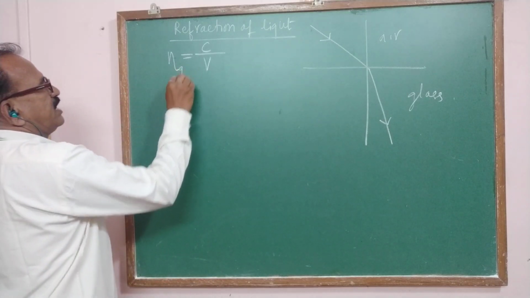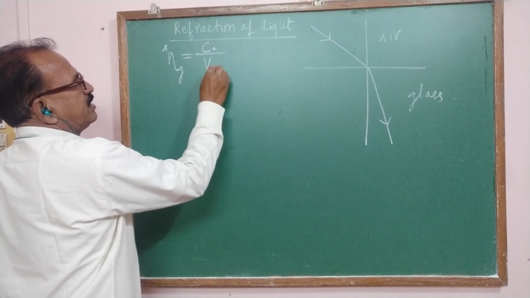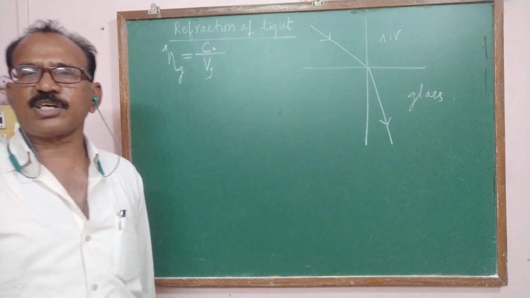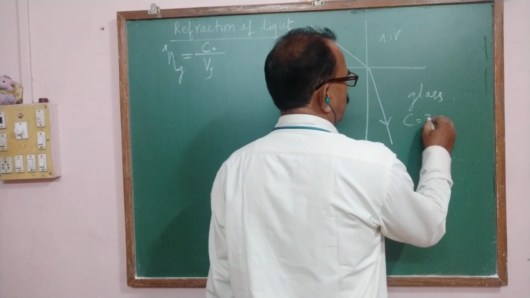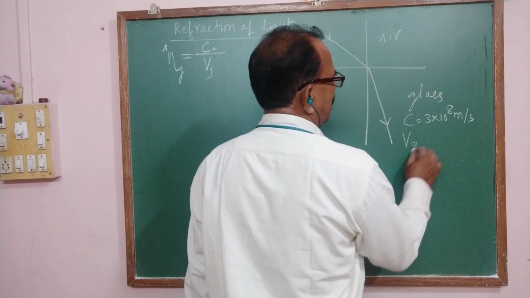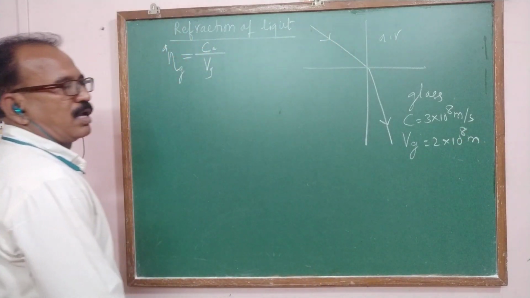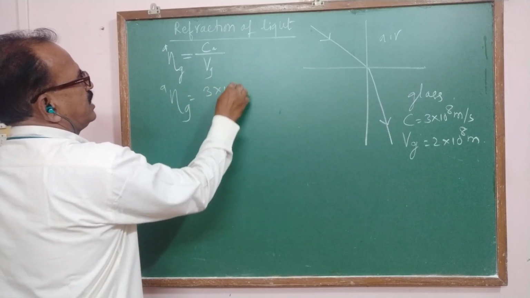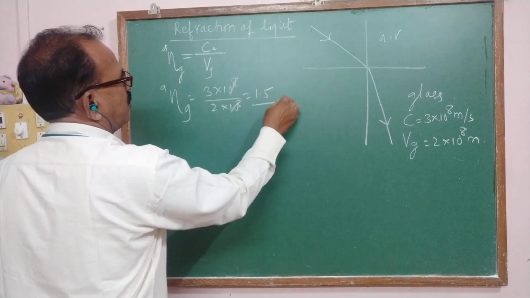That means the refractive index of glass with respect to air is the velocity of light in air divided by the velocity of light in glass. In the 10th standard, you have studied that the velocity of light in air is 3 into 10 raised to 8 meter per second. You have to remember this: c is equal to 3 into 10 raised to 8 meter per second. And the velocity of light in glass is 2 into 10 raised to 8 meter per second. To find the refractive index of glass with respect to air, it is 3 into 10 raised to 8 divided by 2 into 10 raised to 8. So this 10 raised to 8 gets cancelled, so the refractive index is 1.5.